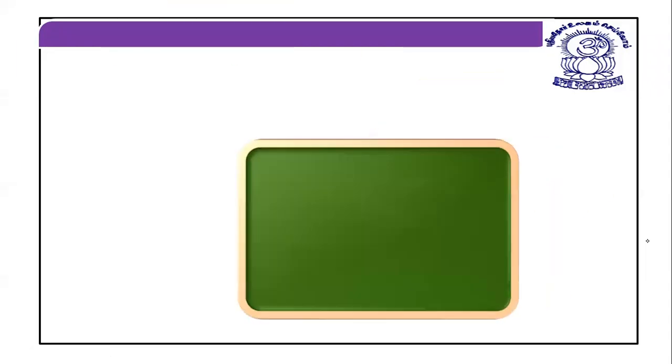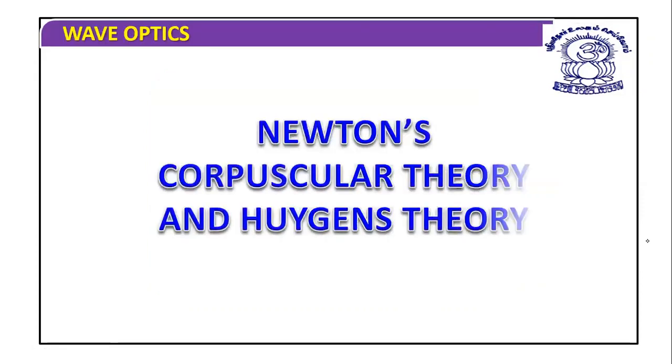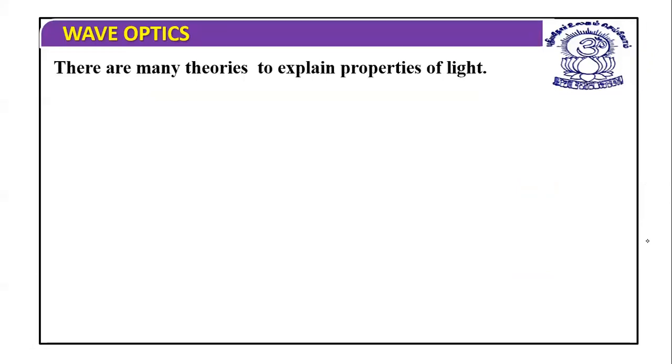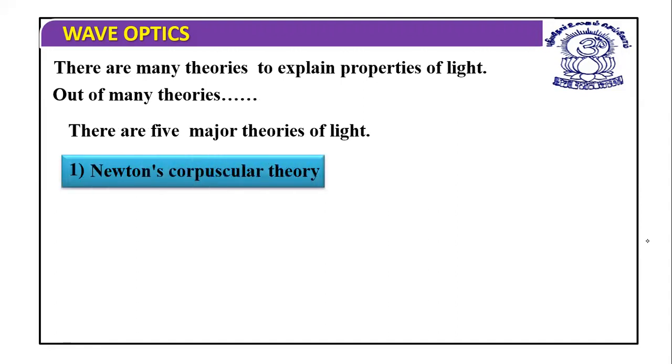Today, we are going to start a new chapter, that is wave optics. In this chapter, basically, we are going to study the wave nature of the light. So, let us begin. First of all, let us understand various theories regarding the light. There are many theories to explain the properties of light. Out of many theories, the five major theories we are going to cover here. The first one is Newton's corpuscular theory.